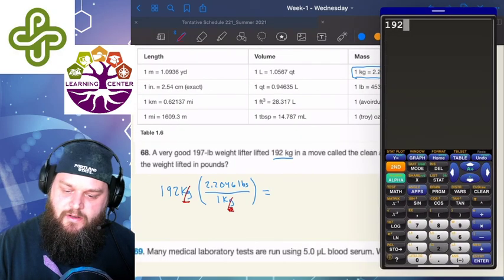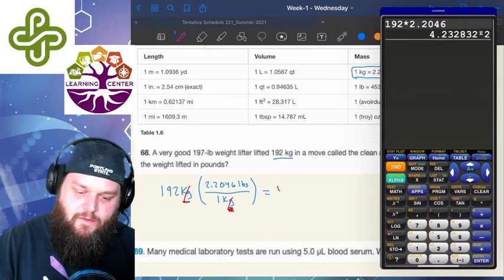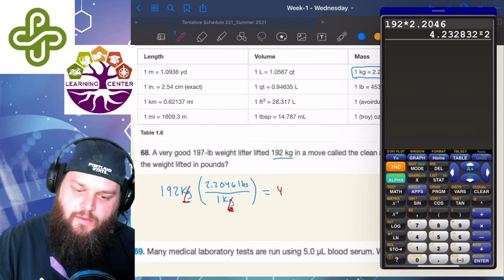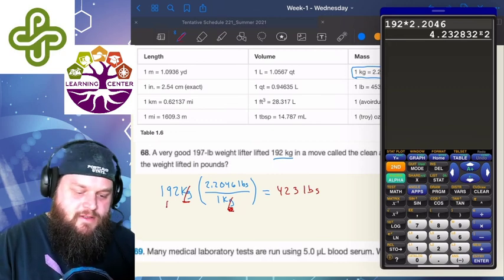So that's 192 times 2.2046, and that's equal to 423 pounds. Notice I stopped there because this is 3 sig figs.